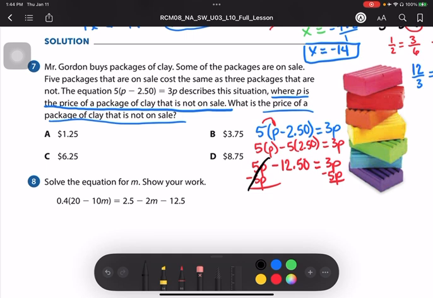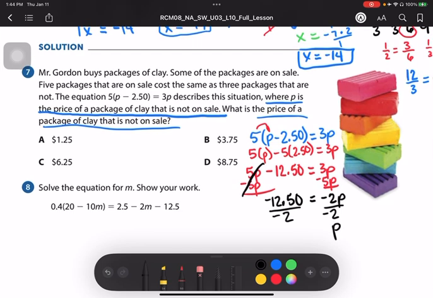This will cancel. I'm left with negative $12.50 equals negative 2P. Divide both sides by the coefficient negative 2. A negative divided by a negative is a positive, so that should give you $6.25. So if you pick C, you got the right answer.